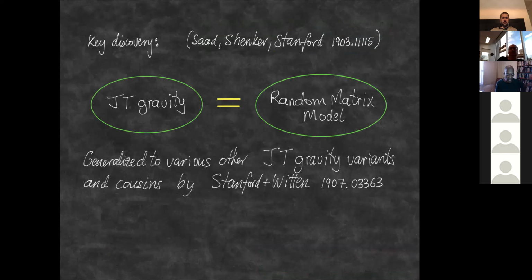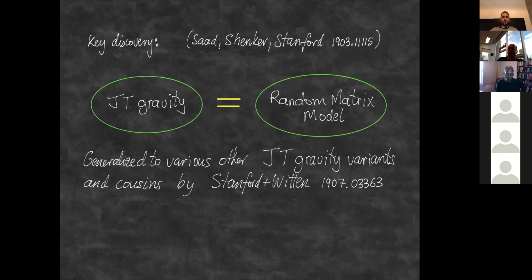So the key discovery, which has already come up in some discussions, has been the observation that you can write JT gravity as equivalent to some random matrix model. It's a random matrix model in a double scaling limit, and that fine print is extremely important. This has been generalized. The initial work was by Saad, Schenker, and Stanford. It's been generalized by Stanford and Witten to various other variants of JT gravity, cousins, if you like, in this paper.